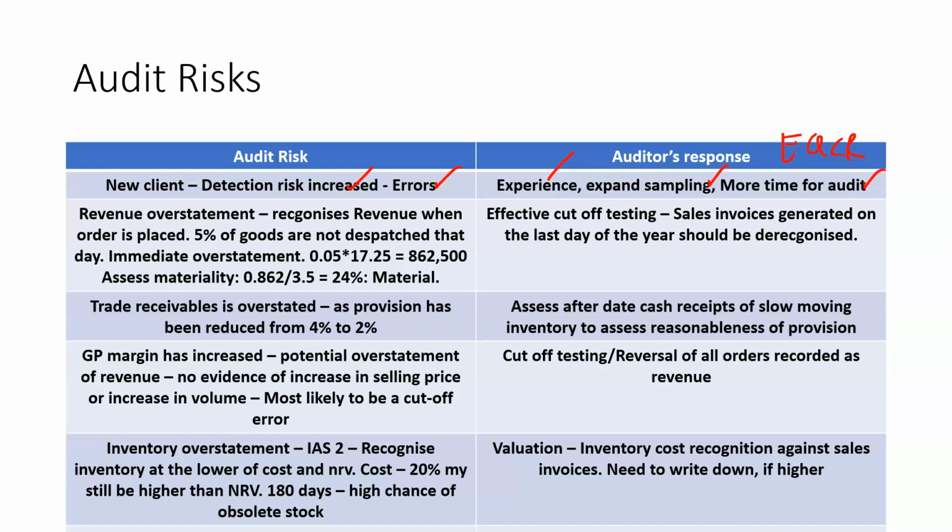Revenue overstatement. So what they do here is that, again, revenue is potentially overstated because they recognize when... So that means that 5% of the goods are not dispatched on that day. So there's potential overstatement there. It's possible that those are overstated, and therefore that needs to be assessed anyway.